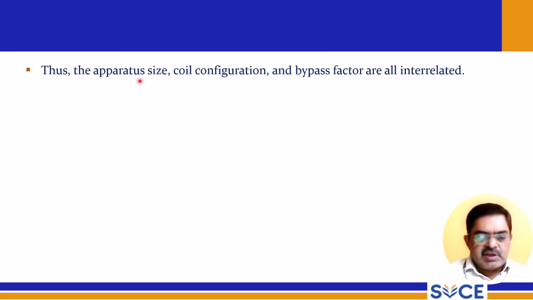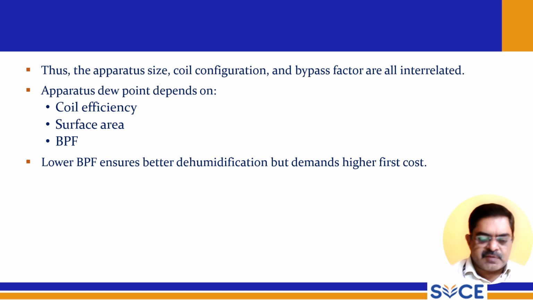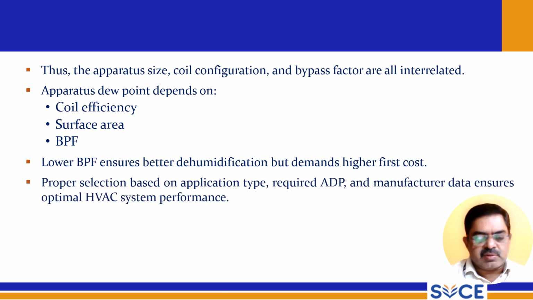Thus, the apparatus size, coil configuration, and bypass factors are interrelated. All these three are very much interrelated and also dependent. Apparatus dew point depends on coil efficiency, surface area, and BPF. A lower BPF ensures better dehumidification but demands higher first cost, so the initial cost is much higher. Proper selection based on application type, required ADP, and manufacturer data ensures optimal HVAC system performance.